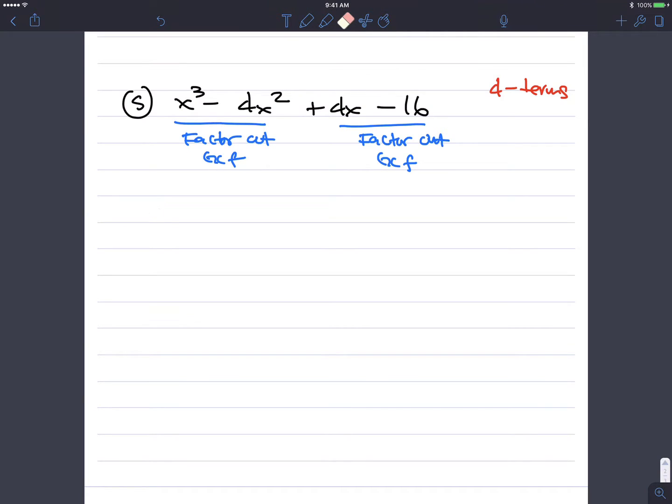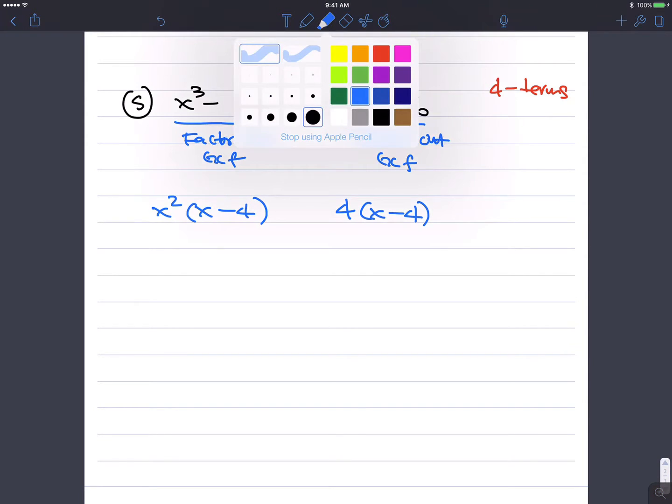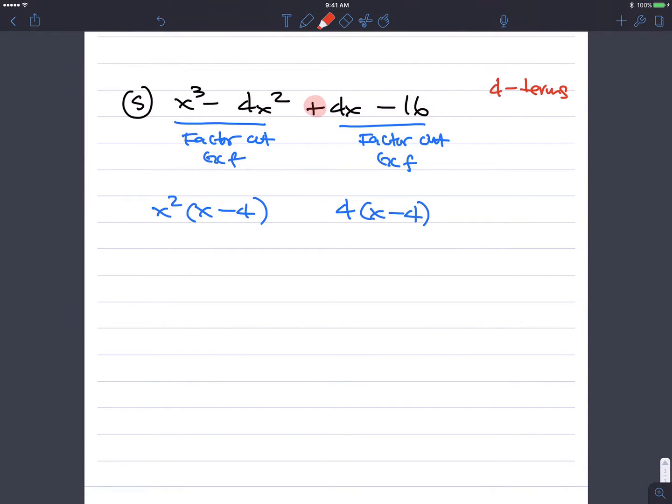Okay. What's your quotient? x minus 4. Good. Greatest common factor of 4x and 16. What's the greatest common factor? 4. What's your quotient? Is that x minus 4? Okay, good. What do you guys see here? Plus. What goes here? Plus.